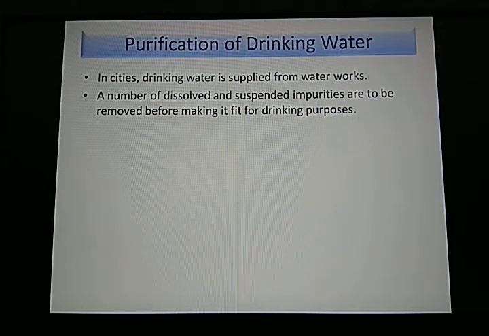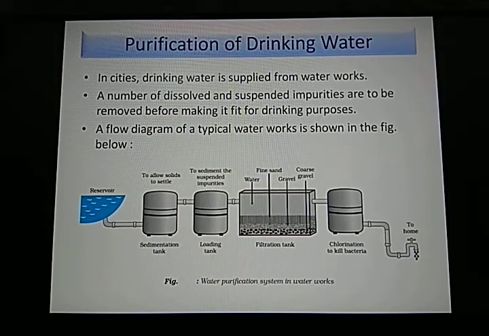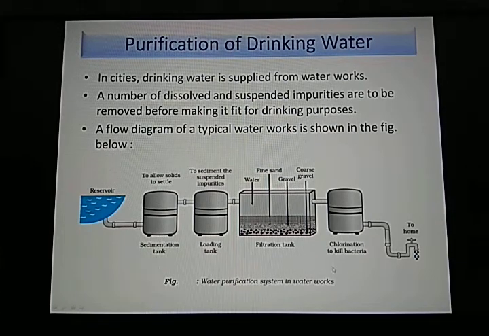So here is a flow diagram which is given below, as you can see here. This is a typical flow diagram of a waterworks system, how this system works, and then we get the water through the taps that are fitted in our homes. As you can see, now I'll explain all this water purification system one by one.